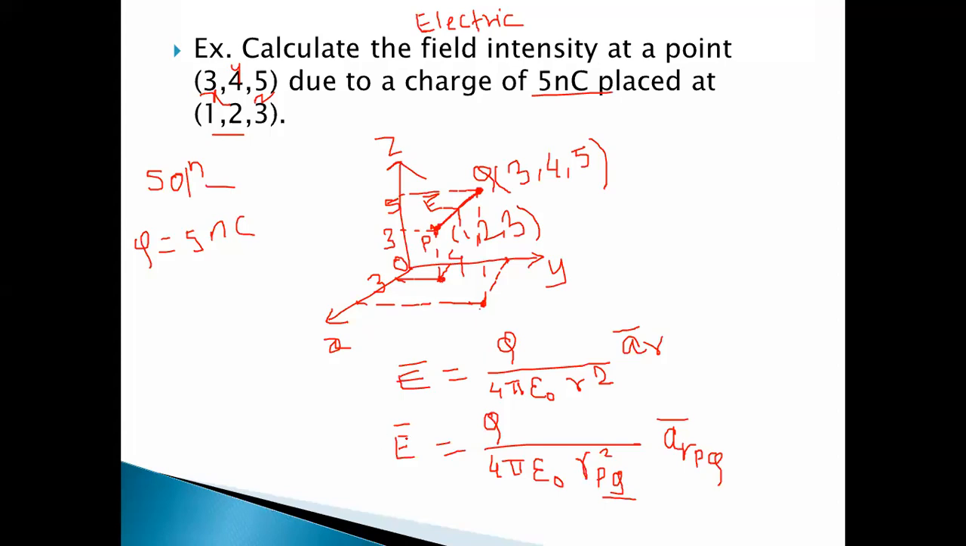Now, to find this electric field intensity E bar, this Q is already given here. 4 pi epsilon 0 is a constant. We have to find only this R square and a bar R.